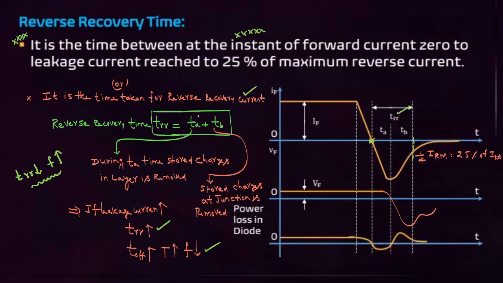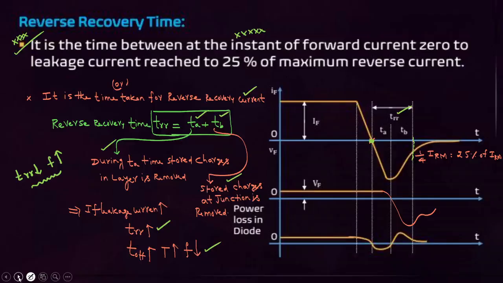The total reverse recovery time equals TA plus TB. Here I have given the significance of TA and TB. During TA, stored charges in the layers are removed. During TB, stored charges at the junction are removed. This is the reverse recovery characteristic you have to concentrate on, but the definition is very important.